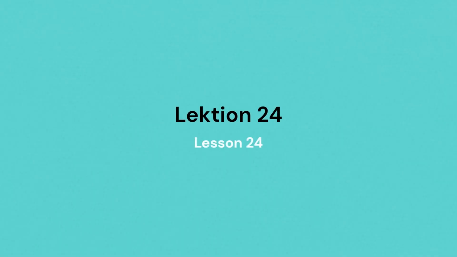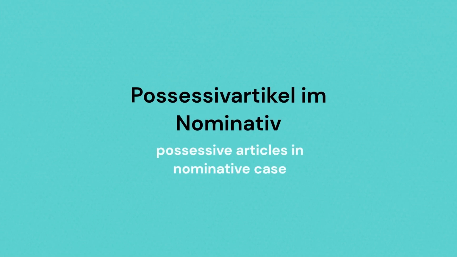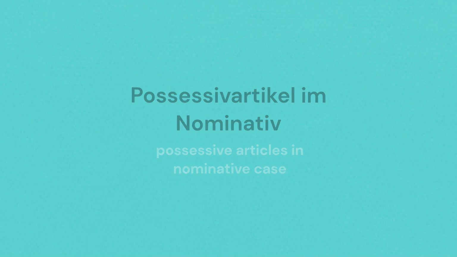Lektion 24. Possessive Artikel im Nominativ. We have already learned in lesson 19 about the nominative case. To be able to learn possessive articles, you should be thorough with the personal pronouns, which we did in lesson 11. Do you remember them? Let's quickly repeat them once.